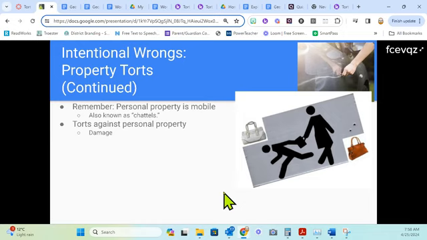And so torts against your chattels, it could be the obvious things: vandalism, somebody keying your car would be an example of that. There's also conversion, which sounds more innocuous than what it actually is. Conversion is theft. Someone is converting your property to theirs by stealing it.